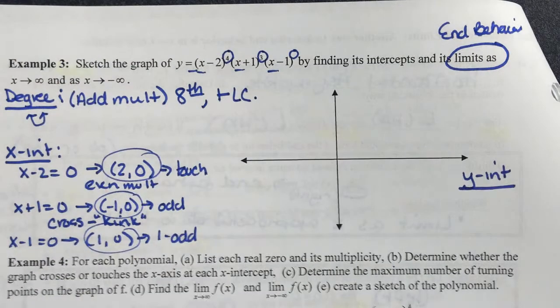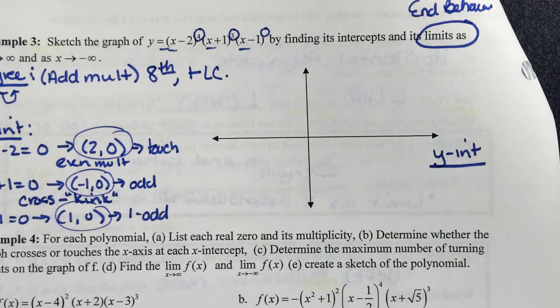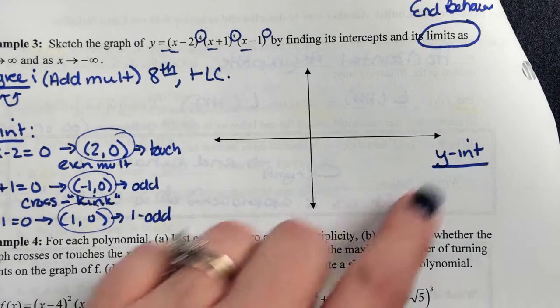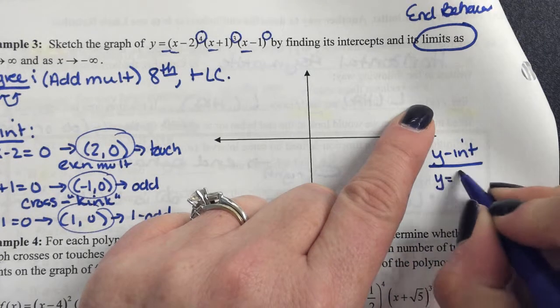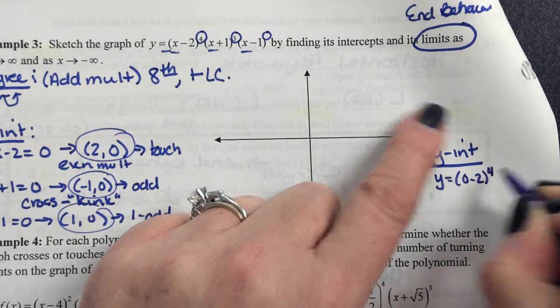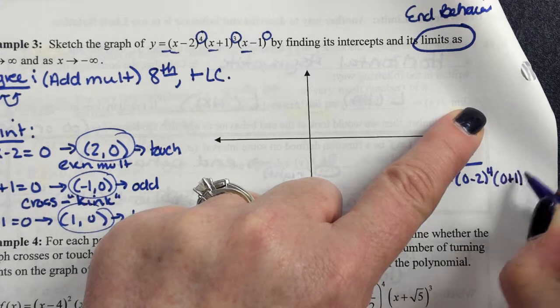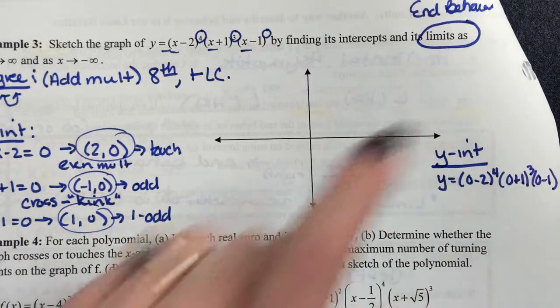I don't care what kind of function you have. This hasn't changed since Algebra 1 days. How do you find y-intercepts? You plug in 0 for x. So y is equal to 0 minus 2 to the 4th, 0 plus 1 to the 3rd, 0 minus 1.